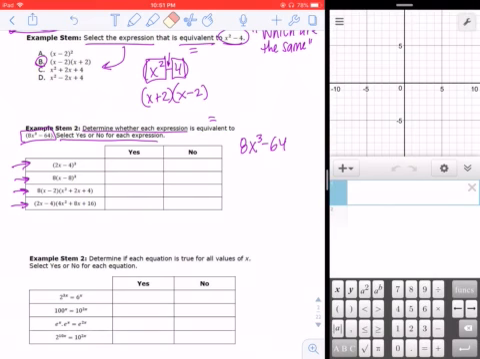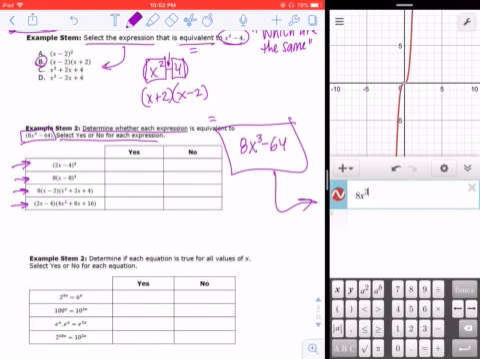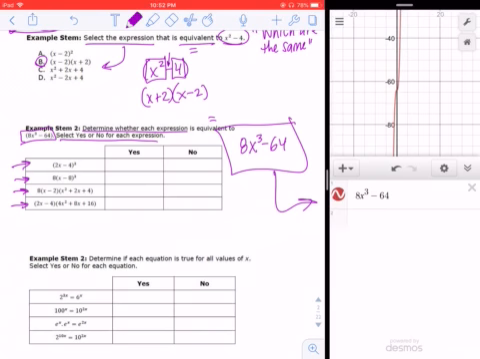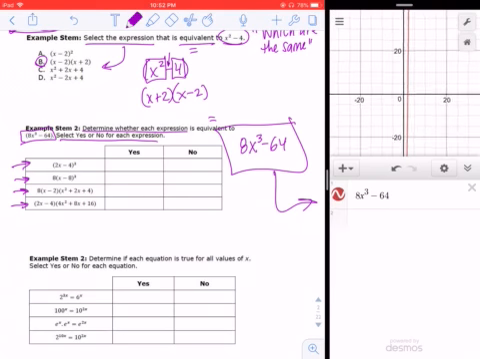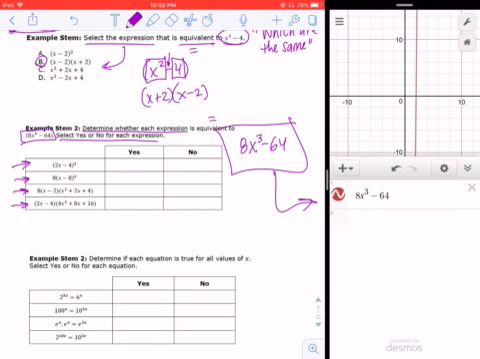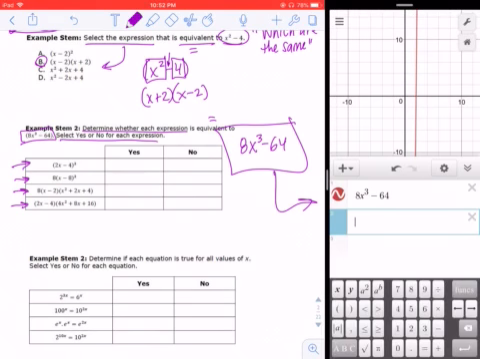Technical fail. So we're going to take this piece here. We're going to type it right in there. So we see 8x to the power of 3 minus 64. We see this kind of funky looking line. I don't really know where it goes. It has like a little thing down there. I'm not too worried about the shape of the graph because I'm just looking for the ones that match it. So I'm going to type in the first one, parentheses 2x minus 4, parentheses to the power of 3. And I see that that's a different line, so I know that they're not equivalent because equivalent would mean that they're the same. So I would put an X in the no box.